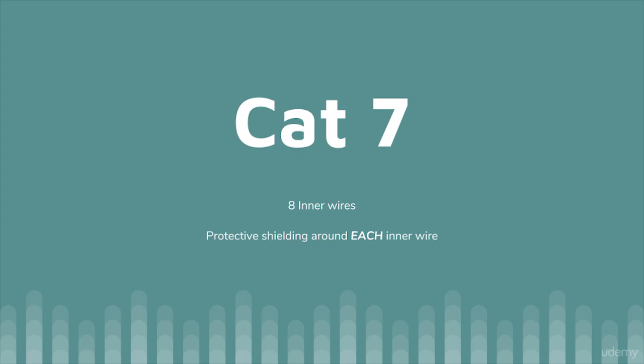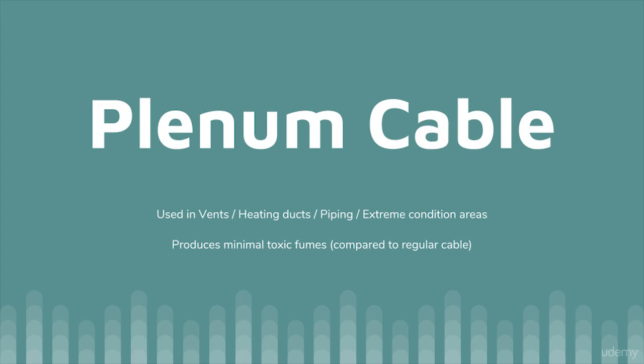The last type of Ethernet cord I want to mention are plenum cables. Plenum just refers to the shielding, so any category cable can come with plenum shielding. They're strictly used for cable that's run through vents or other areas that are subject to extreme conditions. That's because these plenum cables are designed to not release toxic fumes if they're heated or if they catch fire. They're also much more expensive.